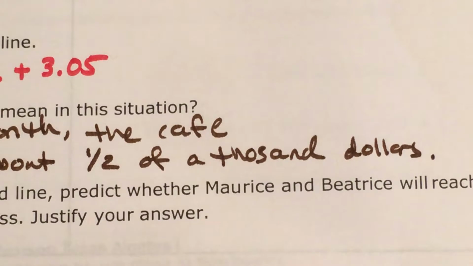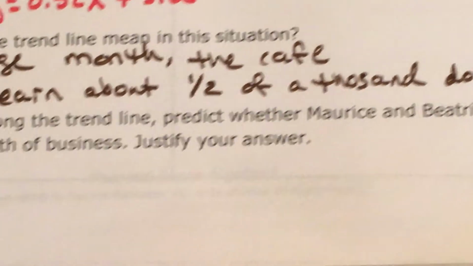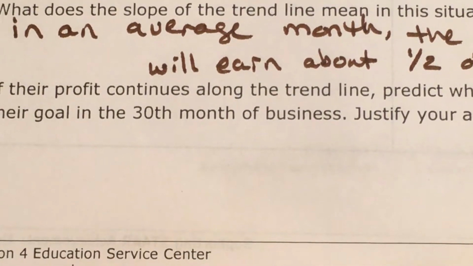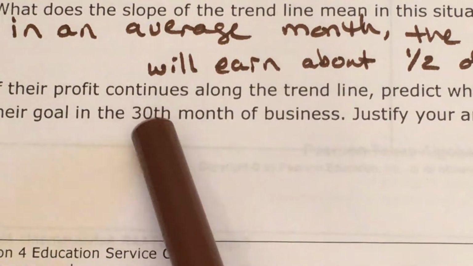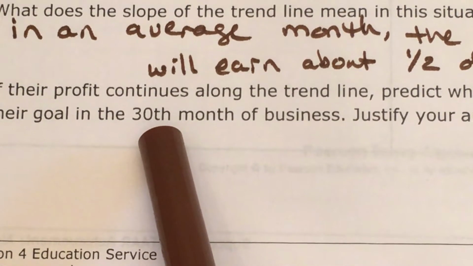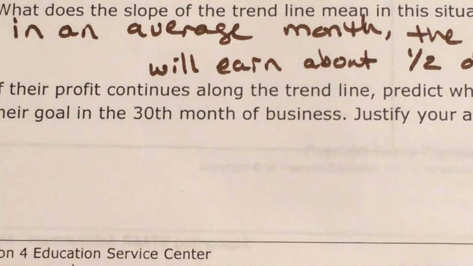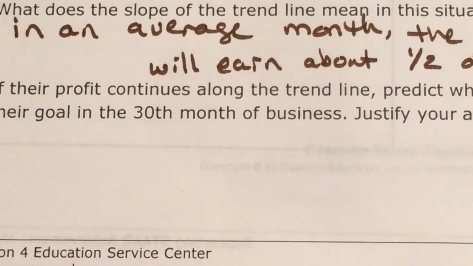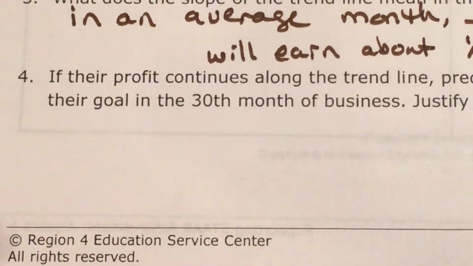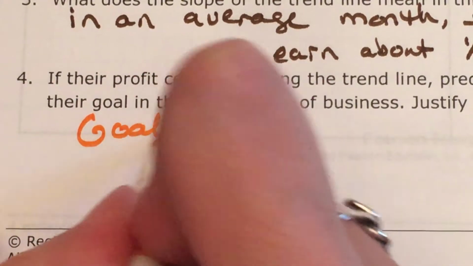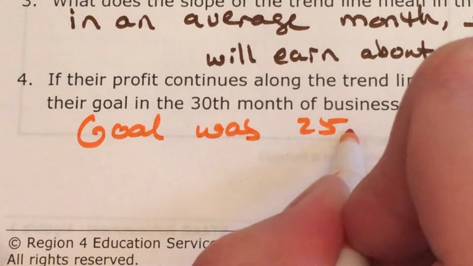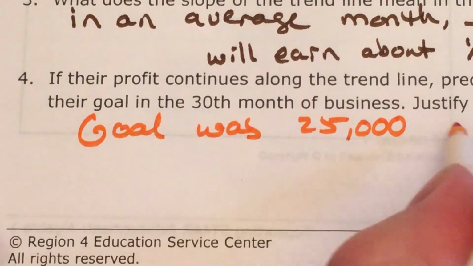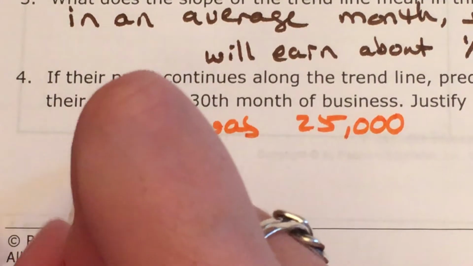That's their profit. So if this profit continues, if it comes in this pattern, according to this trend line, will they be able to reach their goal by the 30th month? What was the goal? Let's go back and look at the very top of the page. The goal was $25,000 in 30 months.